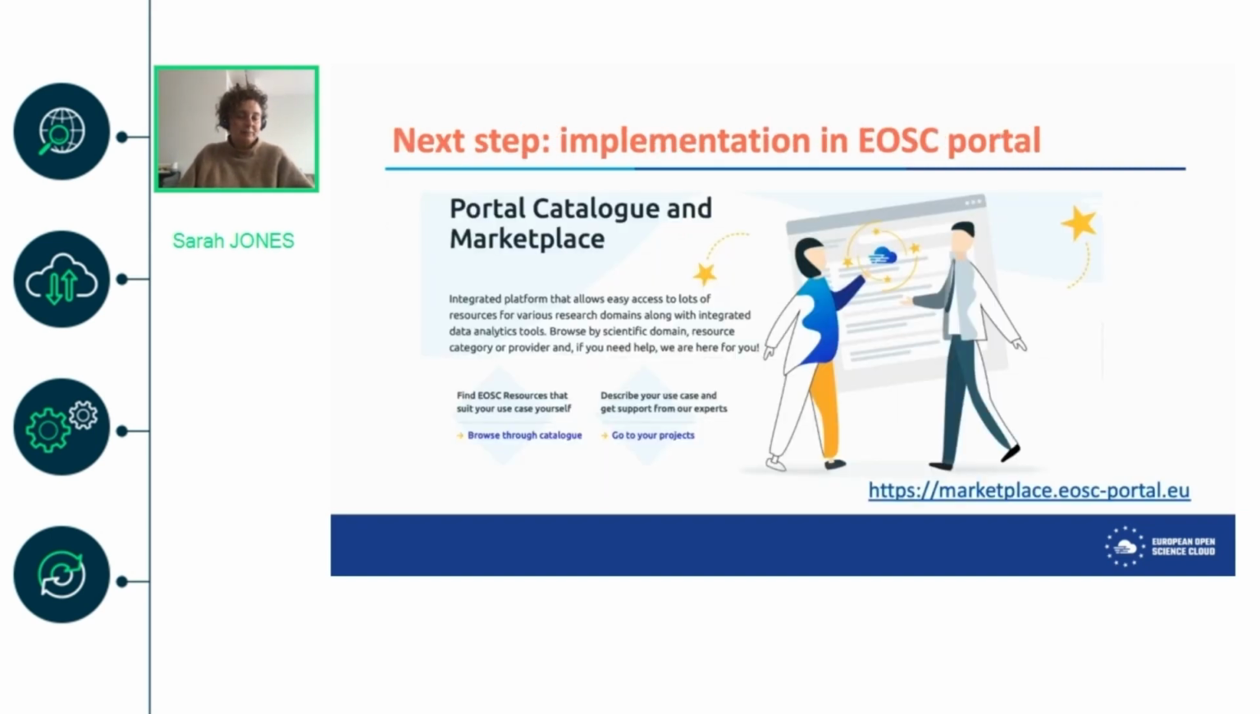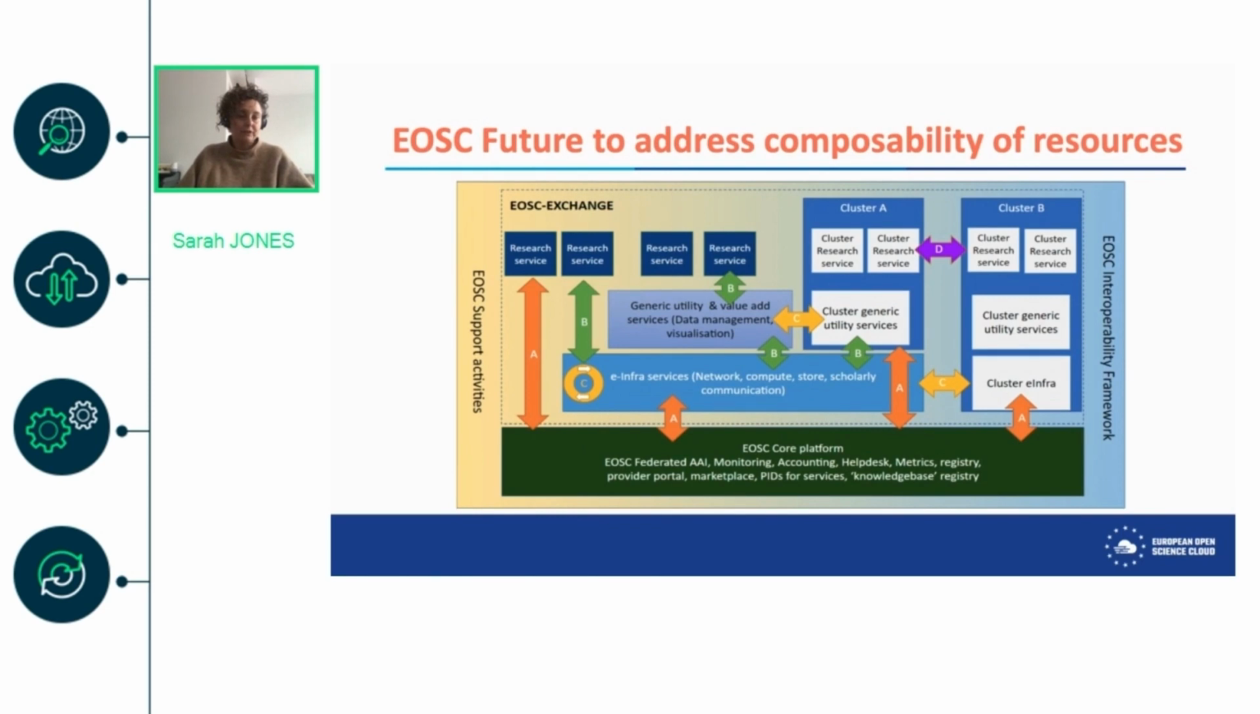So the next step then is implementing this into the EOSC portal. The portal is the main catalogue and marketplace where researchers can discover services and data sets. And we'll be taking all of the work that's gone on in previous projects and through the EOSC interoperability framework and implementing that within the portal. And the next project that's coming up, which will be addressing this, is EOSC Future. This is a multi-million euro investment with several partners. It brings together all of the e-infrastructures and the research infrastructures, and it will be addressing that discovery, but also the composability of resources.